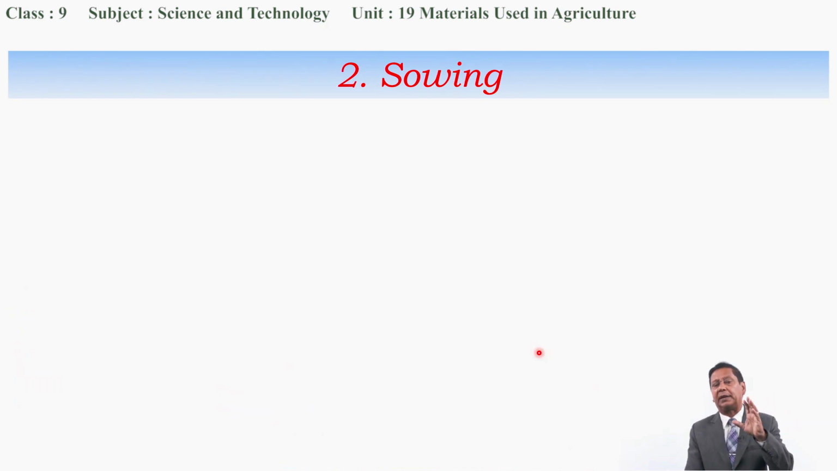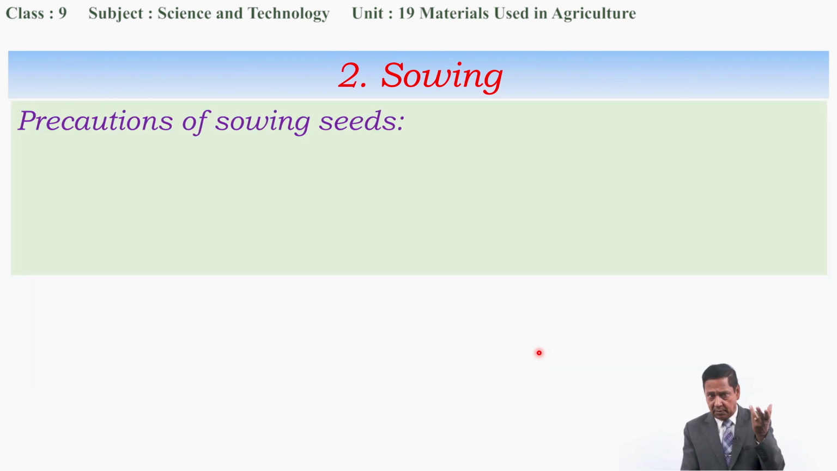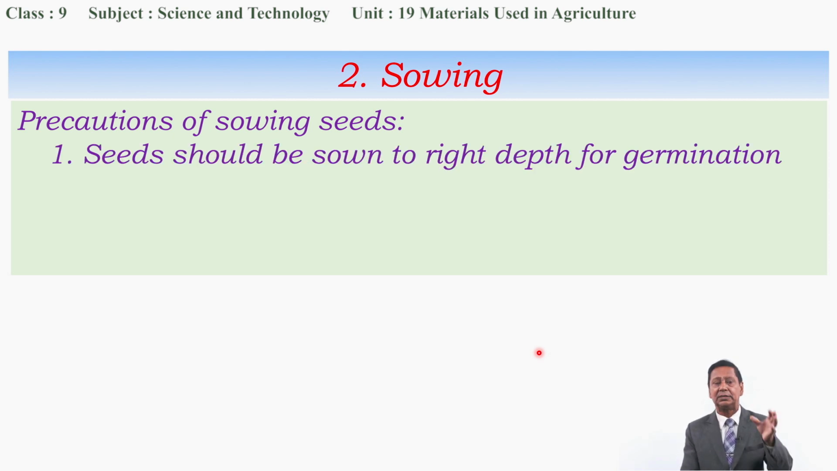Now we have to take care of sowing. There are certain precautions related to sowing, and I want to mention these also. Precautions of sowing seeds. First, seeds should be sown to the right depth for germination. If it is sown to a greater depth, it won't germinate because it won't get oxygen.